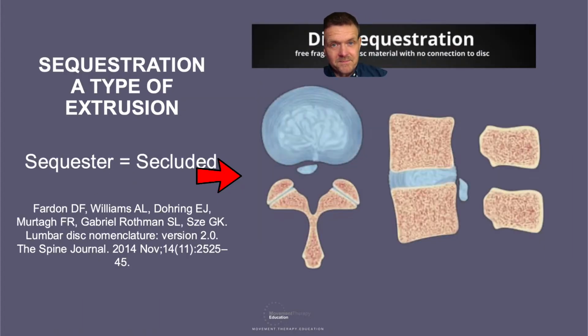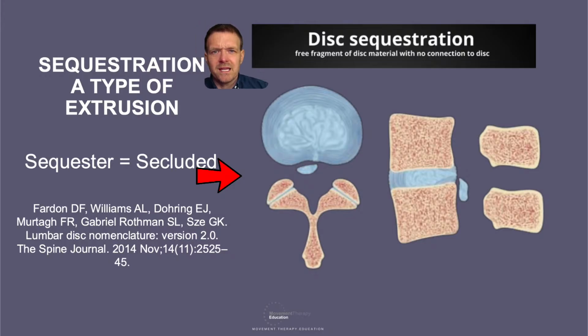And then we have this, which is called a sequestration. This is a type of extrusion, but this time it's sequestered, it's now secluded. So it's come away from the disc itself and it's separated. It's come out and it's in the vertebral canal, which is obviously where your spinal cord will be, around this zone here. So you can see it on a side view there. Basically it's come out, and now it's severed ties with the disc, so it's floating about there.